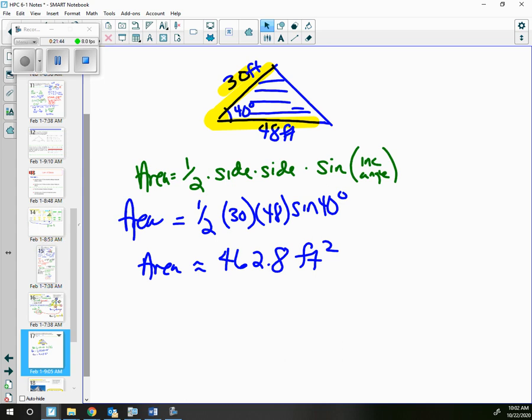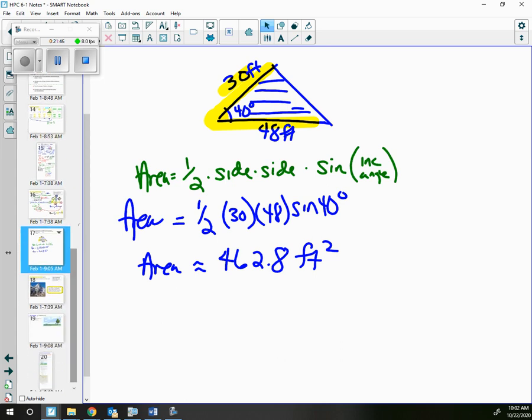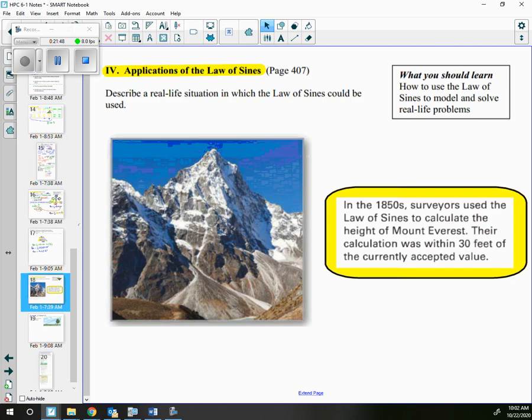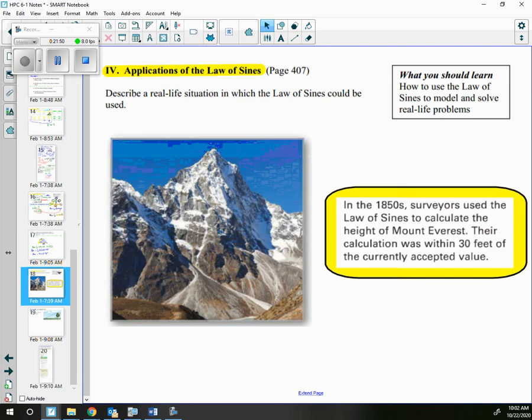All right, let's take a look at some applications. All sorts of different things you can do with law of sines, tons and tons. This is kind of a cool one. Back in the 1850s, so think about how long ago with where technology was at then, surveyors used the law of sines to calculate the height of Mount Everest, and their calculation was within 30 feet of the currently accepted value. So with all the different technology we have today and satellites and being able to do all that imaging, they were able to do that with regular sighting equipment.